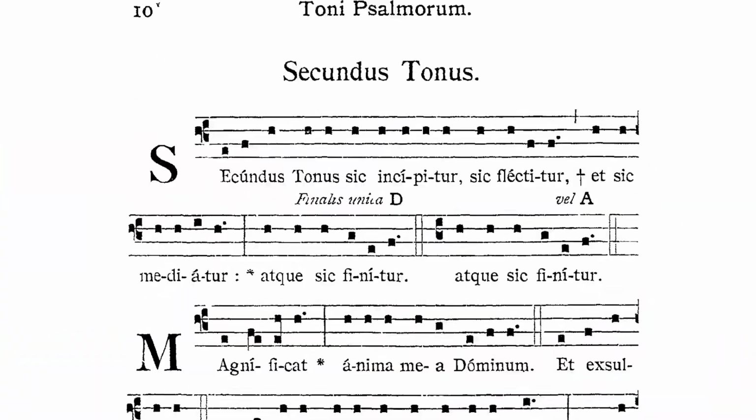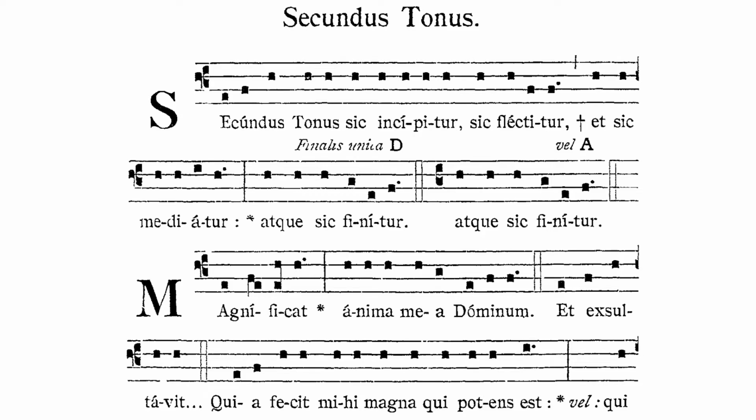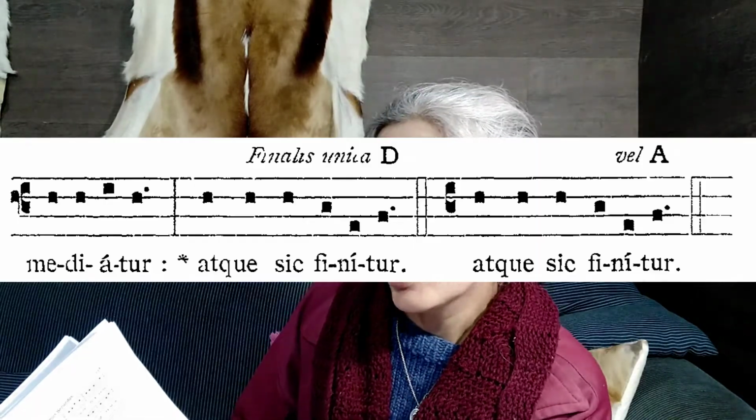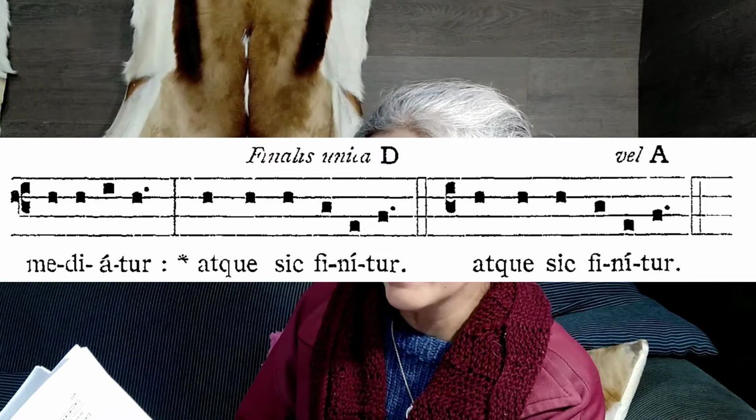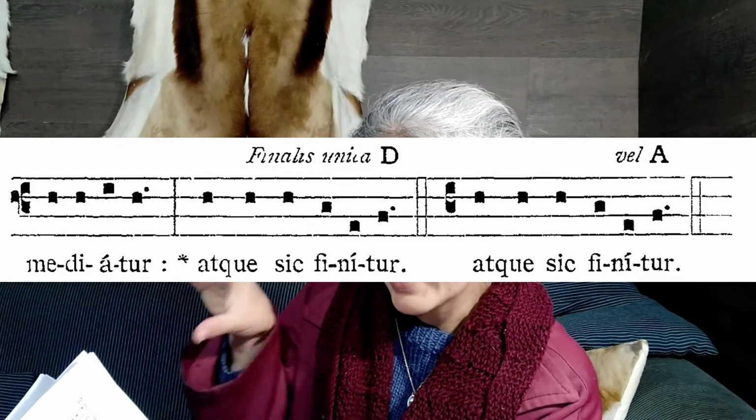Okay, on to mode 2. Let's see what the antiphonale has to say about mode 2. Secundus tonus is the same sort of thing. Sic incipitur, sic flectitur, et sic mediatur, atque sic finitur, da da da da da da. Atque sic finitur. Oh, I don't see any difference there. Oh, I see the difference with the A. See, it has the D ending and the A ending.